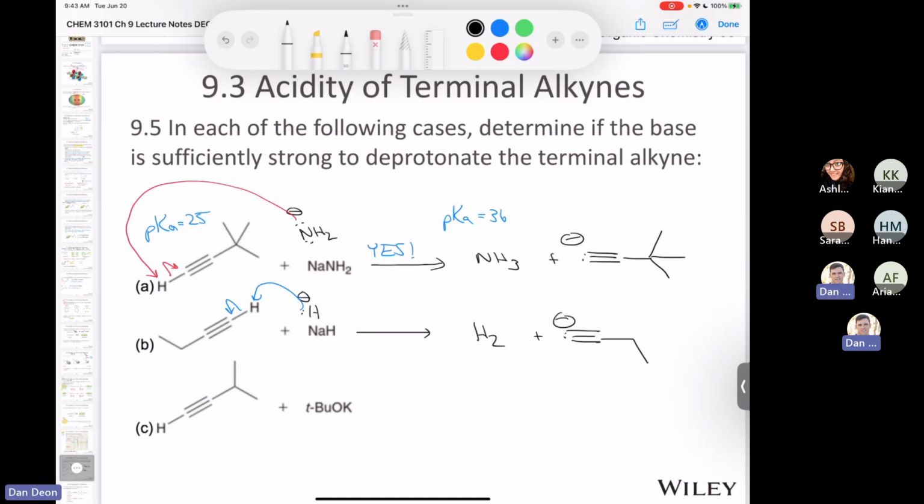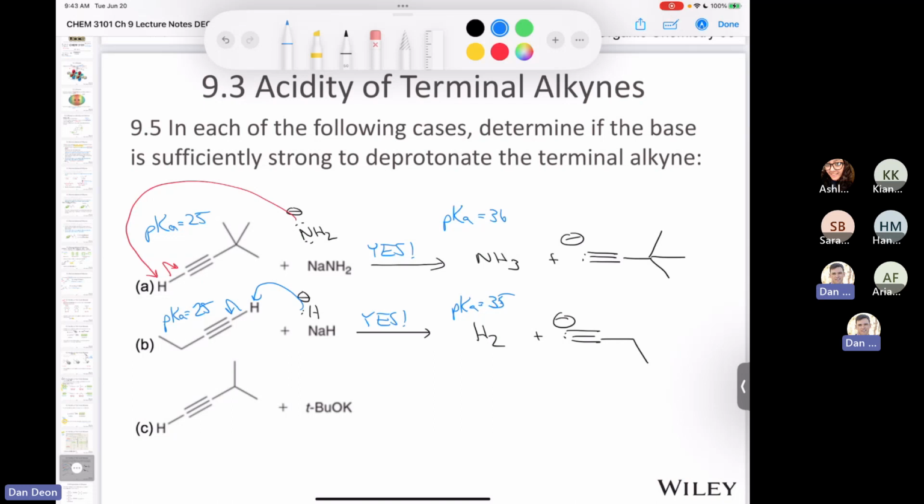Okay, and if we compare the relative pKa's, again, the pKa here is equal to 25, and the pKa of hydrogen gas is around 35. So pKa is equal to 35. So yes, hydride is going to be just fine and dandy like sour candy.